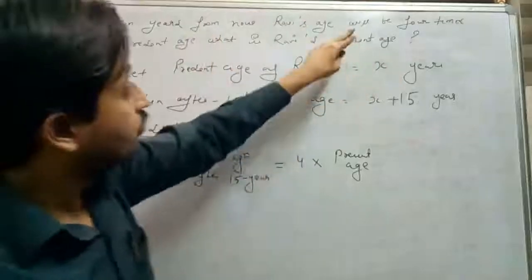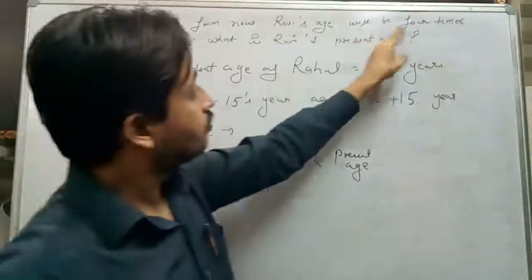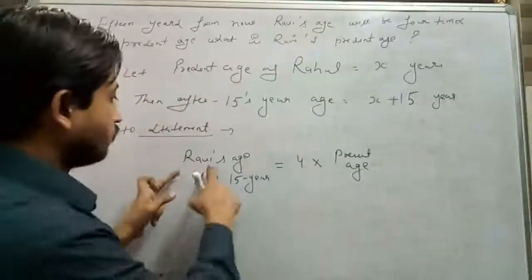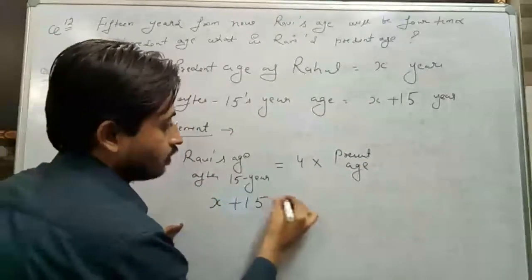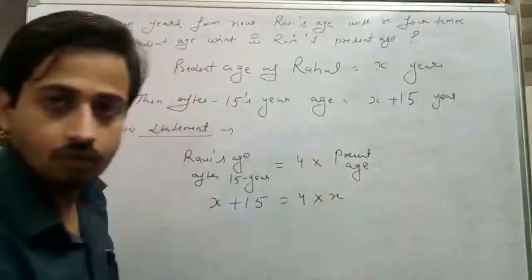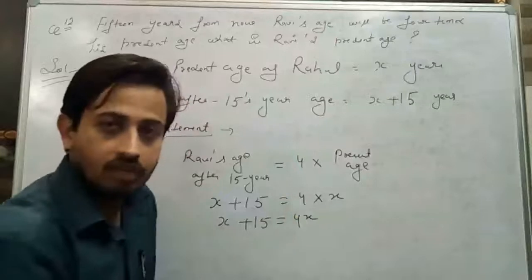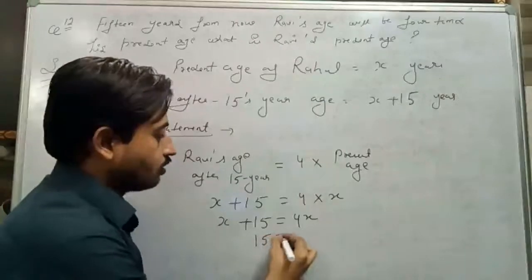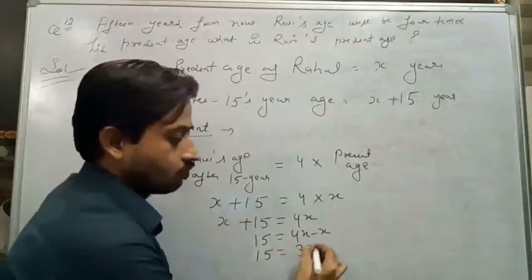15 years from now, the age of Ravi will be equal to 4 times, 4 multiplied by the present age. And we know Ravi's age after 15 years is x plus 15, which is equal to 4 multiplied by the present age x. Now solve this. x plus 15 is equal to 4x. We have to separate x, so we take this x to the right hand side. We get 15 is equal to 4x minus x. 15 is equal to 3x.